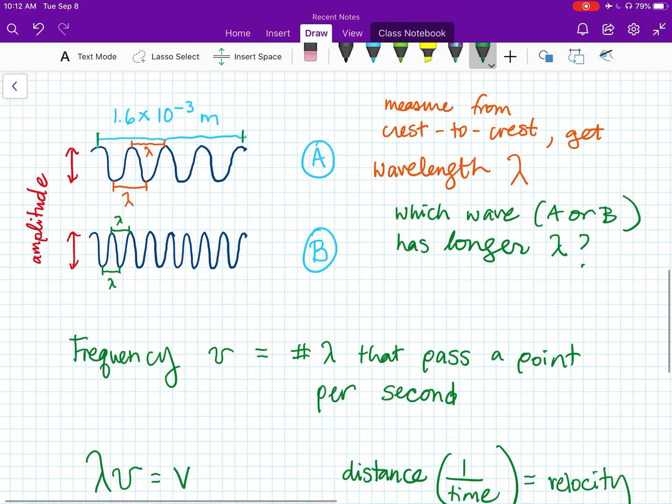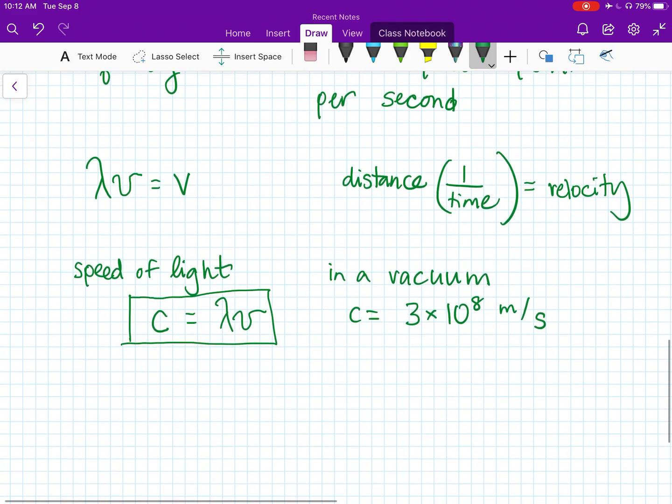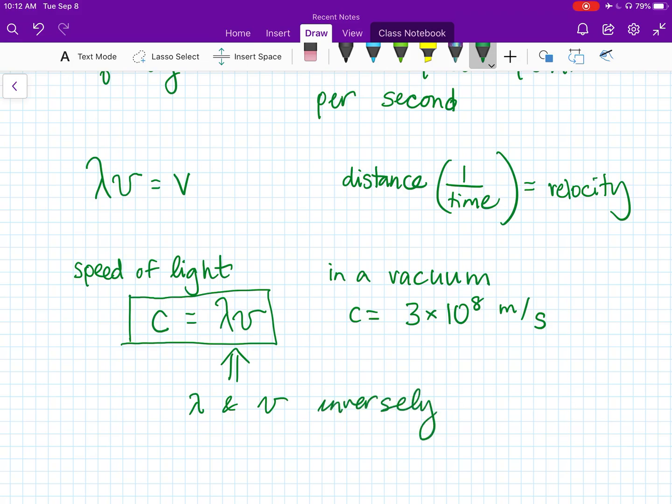And this equation shows us that wavelength and frequency are inversely correlated, right? Since when I multiply them, I get a constant. They must be inversely correlated. That means that the longer the wavelength, the lower the frequency. The shorter the wavelength, the higher the frequency. Okay, they are inversely correlated.